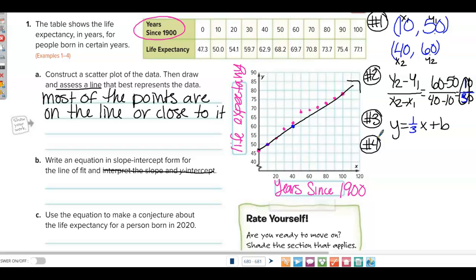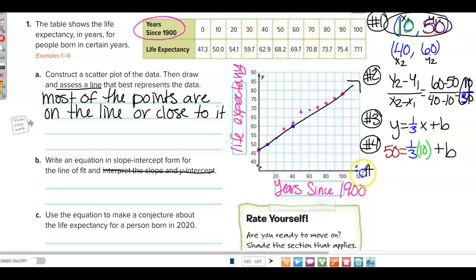I'm going to use 1 point to sub in for x comma y into that equation. So I'm just going to pick that point right there, 10 comma 50. And in place of y, I'm going to write 50 equals, my slope is still 1/3. My x in my coordinate point is 10, and then I'm still missing b. So that time I just subbed that coordinate point into the equation for x and y. That's step number 4.